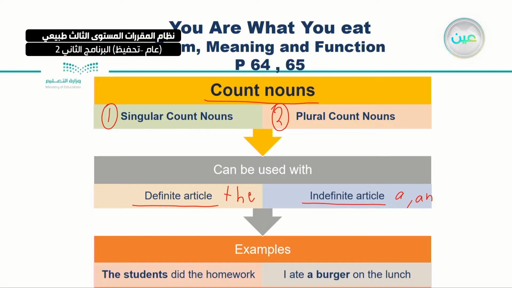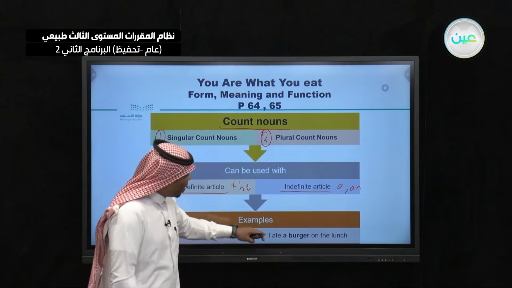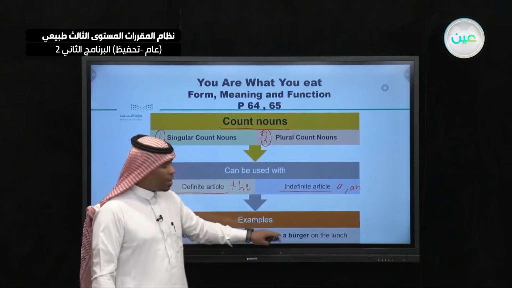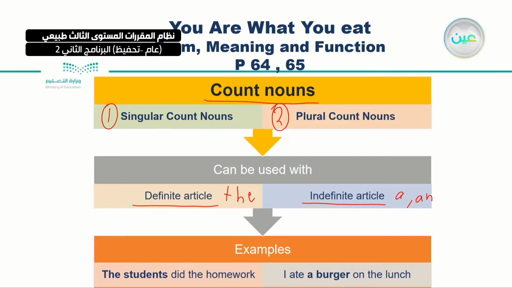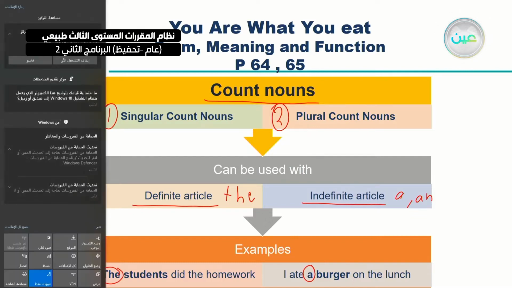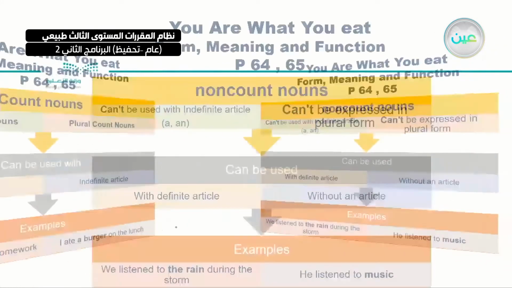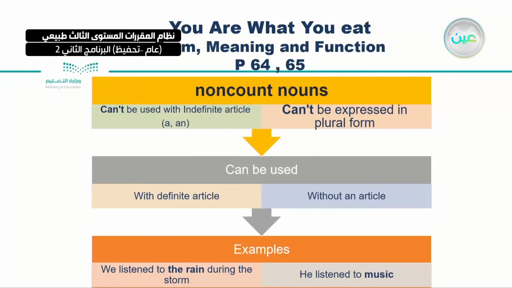Okay, let's see some examples. For example, the students did the homework. The students did the homework. Because I'm talking about countable nouns now. Here, what about the indefinite article? I ate a burger at lunch. I ate a burger. So here I used a and, of course, the, as indefinite and definite articles. Now let's move to non-count or non-countable nouns. What about them? They are different from countable nouns.